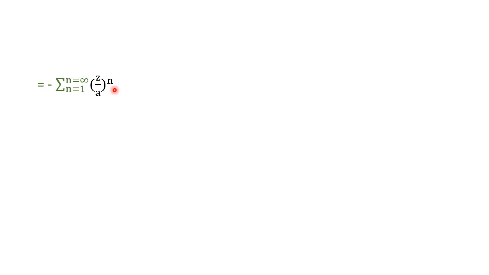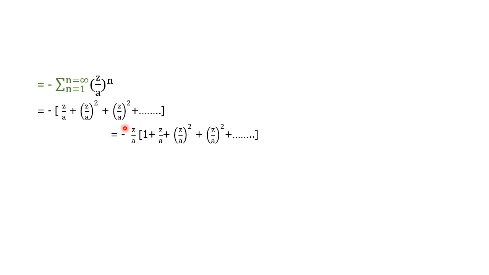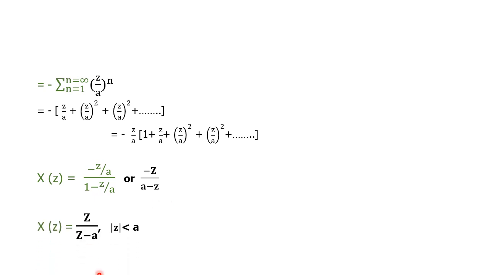When we substitute n equal to 1, 2, 3, we will get a series z by a plus z by a the whole square, z by a the whole cube. It goes on like this. So when we take z by a common, we will be getting 1 plus z by a plus z by a the whole square plus whole cube like this. So that can be written as 1 minus x the whole power minus 1. So the same thing. So 1 by 1 minus z by a, or it can be also written as minus z by z minus a. When we take minus common and cancel, we will get z by z minus a. The ROC for this sequence is mod z less than a.